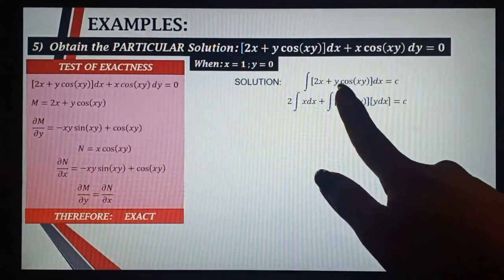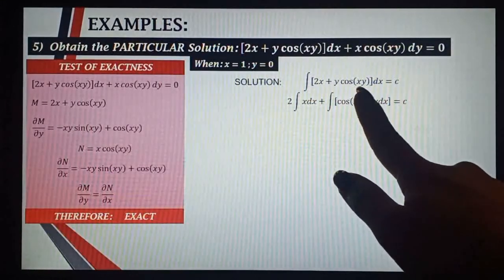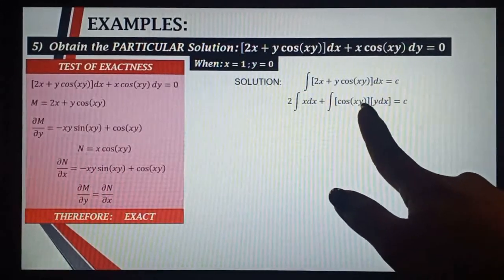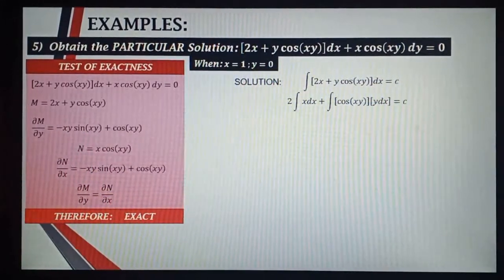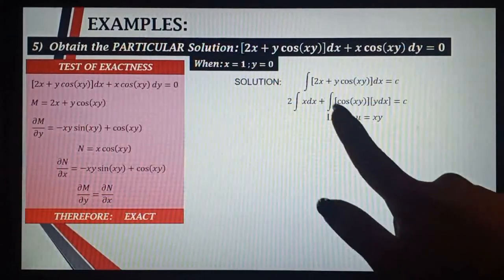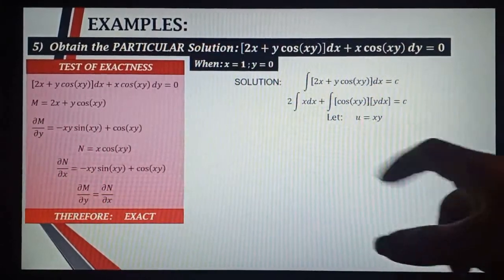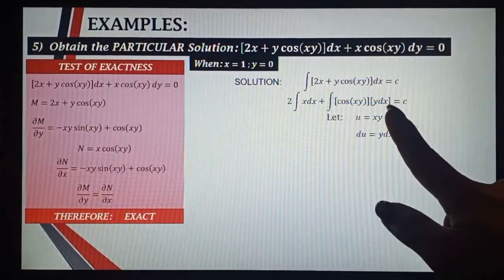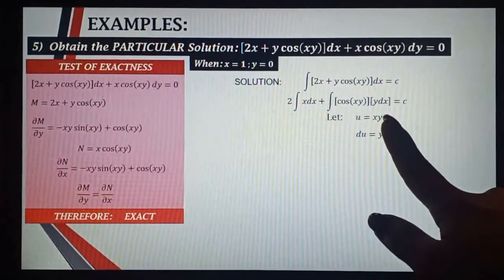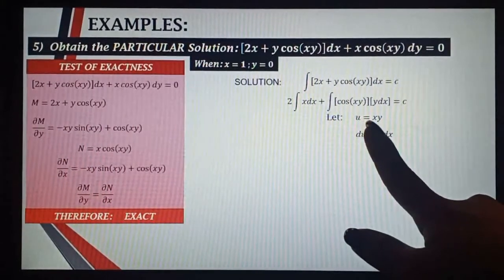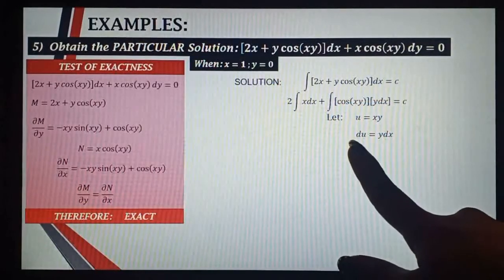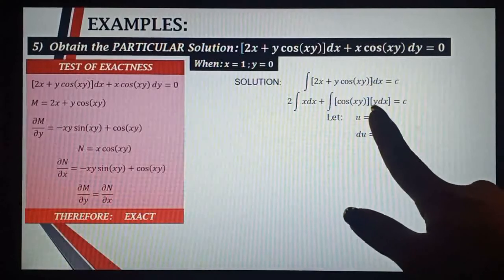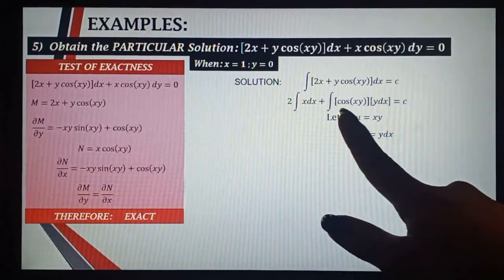Then, pagdating dito, you have the y cosine of xy dx. So, si cosine of xy, tapos si y, sinama ko kay dx. Bakit? Kasi we will let u as xy, then the derivative of u with respect to x, kasi nga naka-dx tayo, so constant si y, then the derivative of x is dx, so you have du as y dx. So, andun si du. So, this is cosine u du.